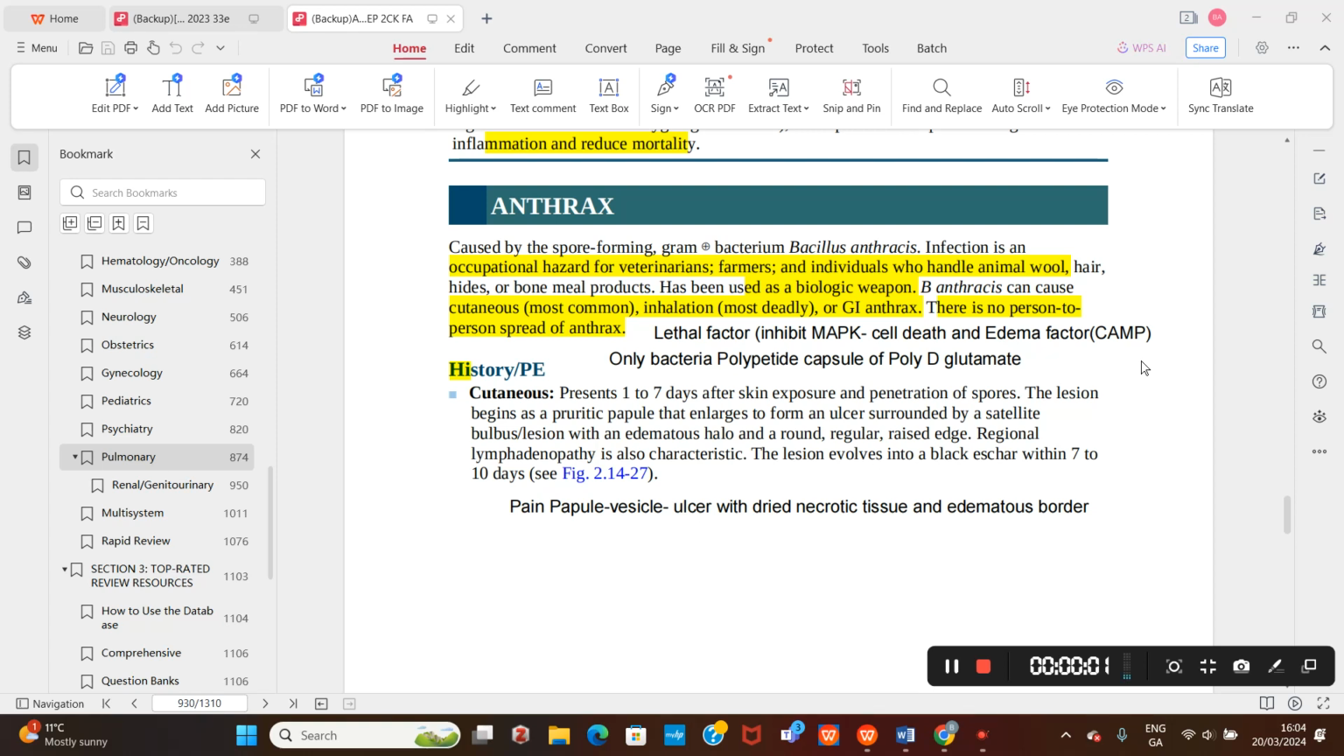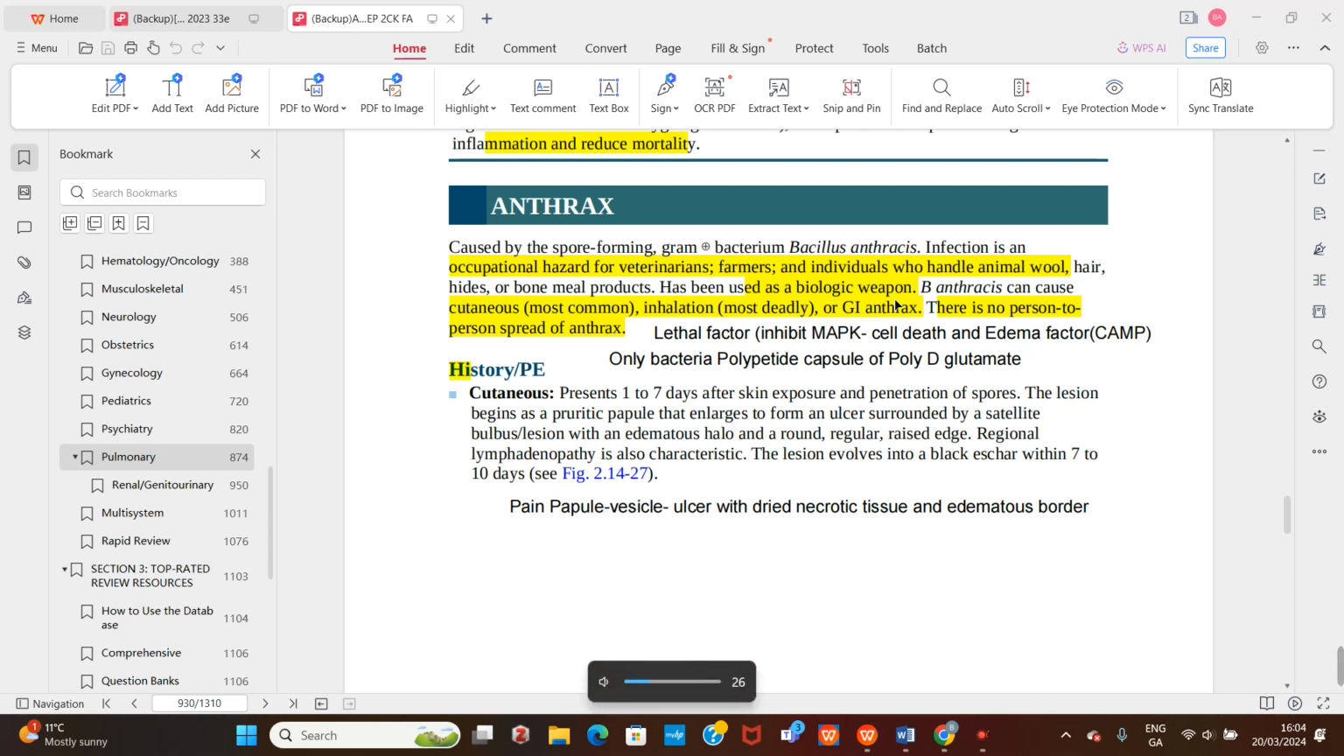In the last class we stopped at PCP. So today we'll continue with anthrax, and this is something we're already familiar with.